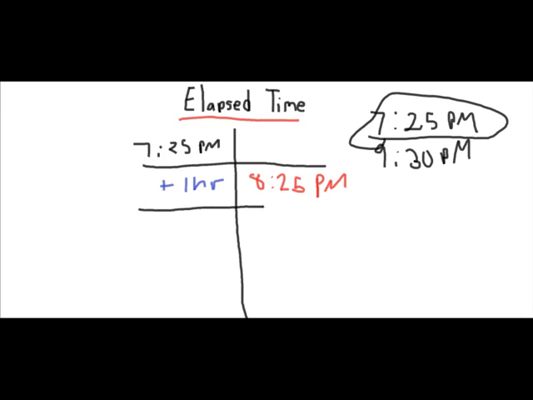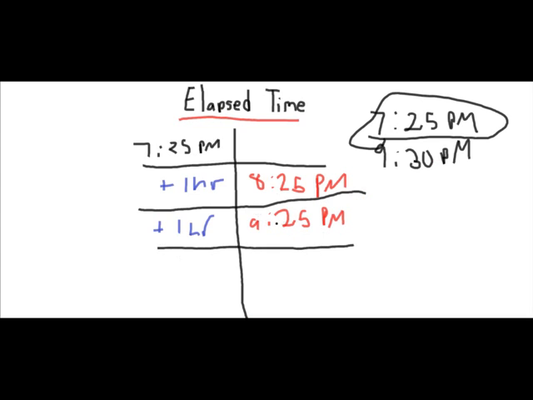Alright, now let's draw a line. So we have our next section. And it looks like we might be able to add another hour. So let's add 1 more hour. Maybe we can add another one after. So plus 1 hour. So we have 8:25 plus 1 hour. That equals 9:25. Alright, so here we have 9:25 p.m.